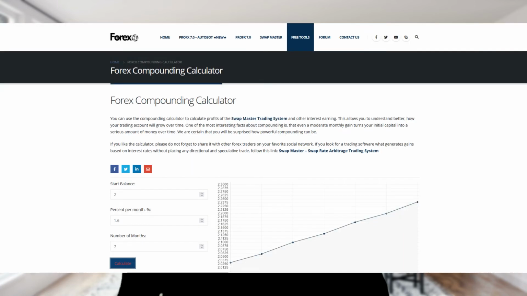The next one is Forex21. I use this website for the compound calculator. So you can type in how much you'll be making per month, how many months, and it spits out the compounding of that account. You can use it for multiple different things, but yeah, that's what I use it for.